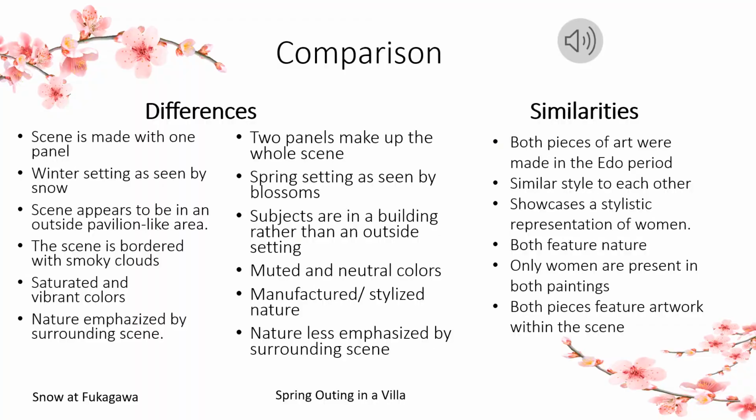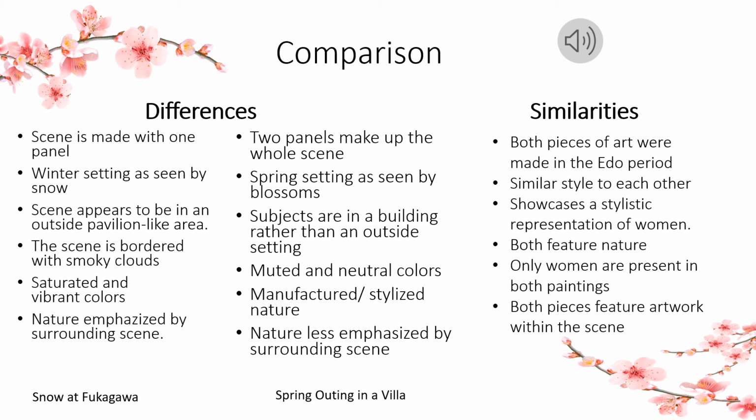Despite their obvious differences, both art pieces were made in the Edo period and showcase the stylistic representation and ideology of women at the time. Both pieces also emphasize nature and play on the idea of seasons as a central theme. In addition, the colors in the Spring Outing in a Villa piece are more muted and neutral, while the colors in the Snow at Fukagawa piece are more saturated and vibrant.